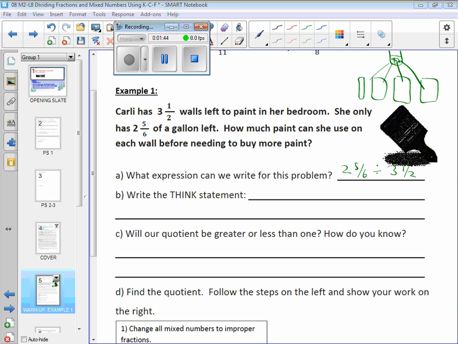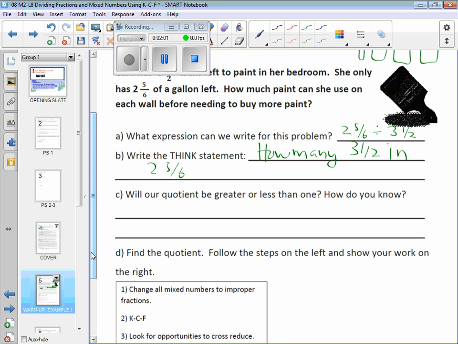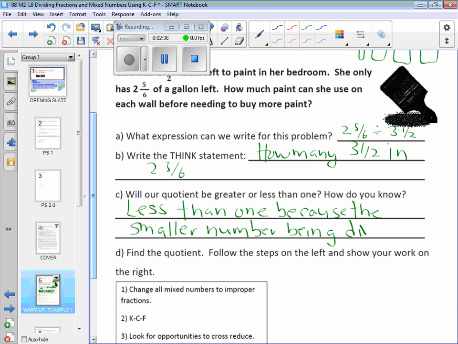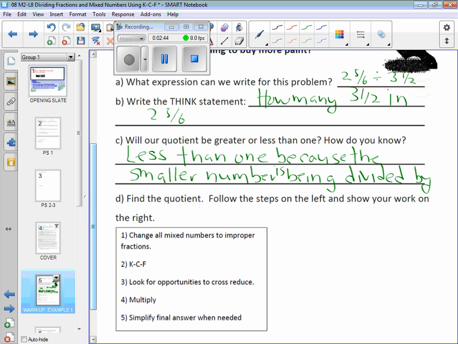So now, when you do your think statement, it's going to be how many 3.5s in 2 5/6. This I kind of also want you to know. The answer, the quotient, based on the expression that we've written, is your fraction going to be greater than 1 or less than 1? Samantha, how do you know? You got it. You have a smaller number being divided by a bigger number. A small number is being divided by a larger number.